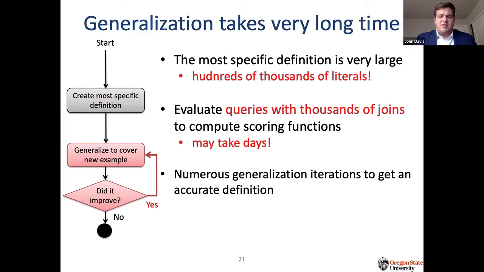Beyond the first step, the generalization process may take an even more significant amount of time. Between the size of the most specific definition and the computation needed for the scoring algorithm, the generalization step becomes far more computationally significant than in the toy example used before.